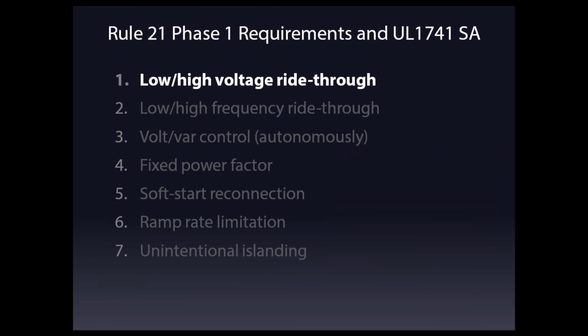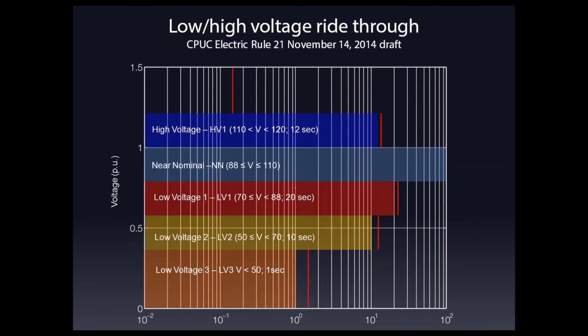So let's dive more into the details. Let's talk about, first, we'll give you a couple of examples and how to test a couple of these examples using controller hardware in the loop. So let's talk first about low and high voltage ride-throughs and what the emerging requirements are under the Rule 21 Phase 1 expansion.